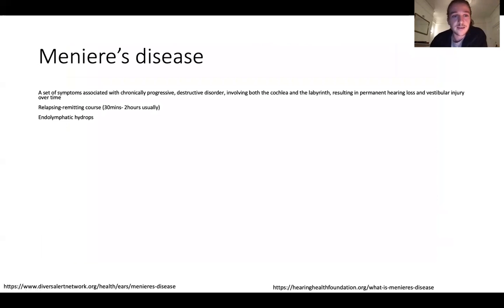Next is Meniere's disease. Meniere's disease is a set of symptoms, and it's basically a chronically progressive destructive disorder, and it affects both your labyrinth and your cochlea. So it affects the semicircular canals and your cochlea, and it causes permanent hearing loss and problems with your balance. It's usually relapsing remitting, so people will complain of having this problem for anywhere from about half an hour up to about 2 hours. It's also interchangeable with its other name, endolymphatic hydrops.